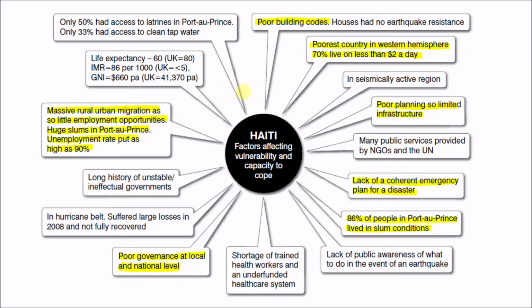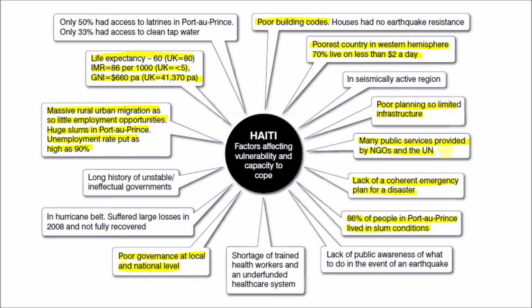Good indicators of poverty: life expectancy was only 60 in Port-au-Prince. This is before the earthquake. The infant mortality rate was about 86 per thousand, and the gross national income per capita was only $660 as well. As we've mentioned already, lots of NGOs were already providing public services.